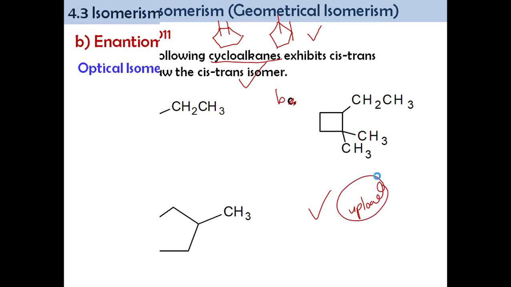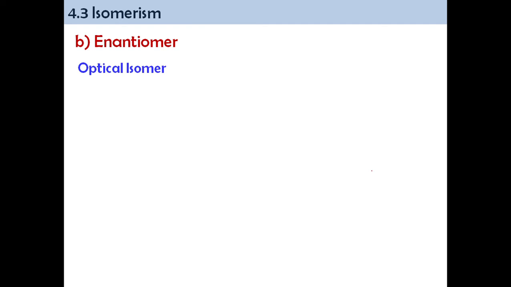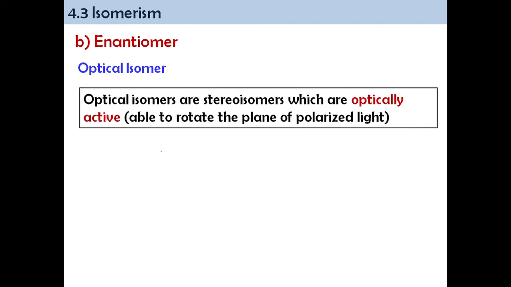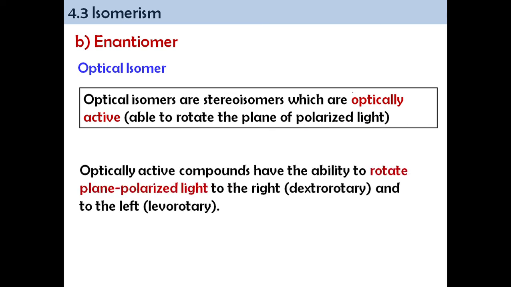Okay, so we have finished the cis trans isomer. We move to the another type of isomer for part 2. Okay, so this is the last isomer, enantiomer or optical isomer. Optical isomer are stereoisomer which are optically active. So nanti saya akan mention kenapa dia optically active. So it's actually able to rotate the plane of polarized light. Okay, so optically active compounds have the ability to rotate plane polarized light to the right or to the left. So ini tak ada apa-apa pun.